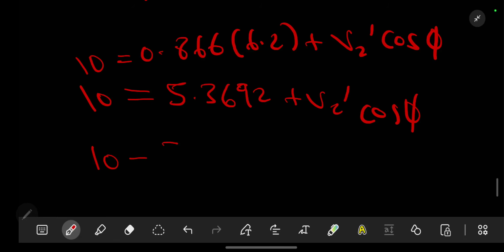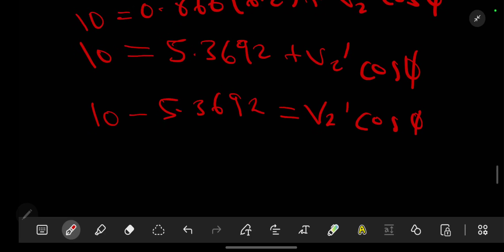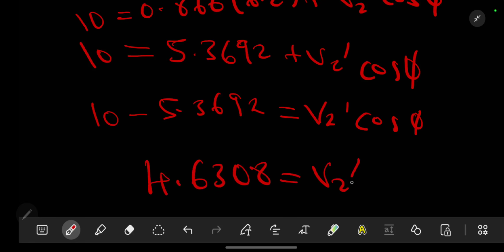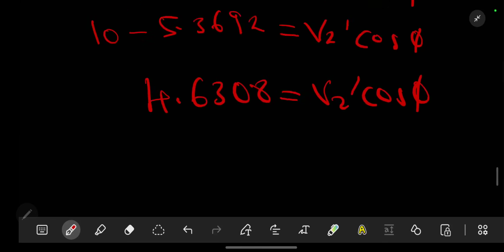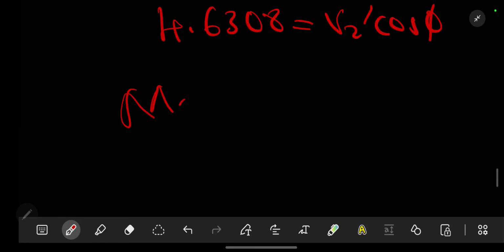So we have 10 minus 5.3692 should be equal to V2 cap cos of this angle. So our 10 minus this value will give us 4.6308, which should be equal to V2 cap cosine of this angle. So this will be our equation 1. We have dealt with momentum in the x. Let's deal with momentum in the y.